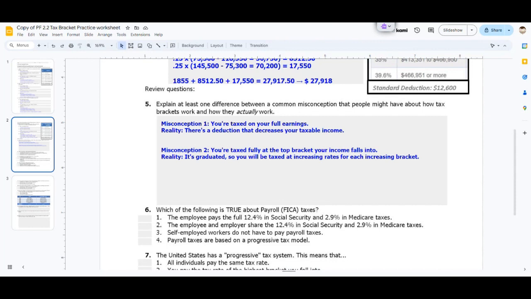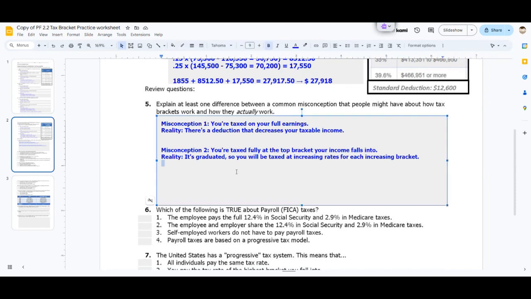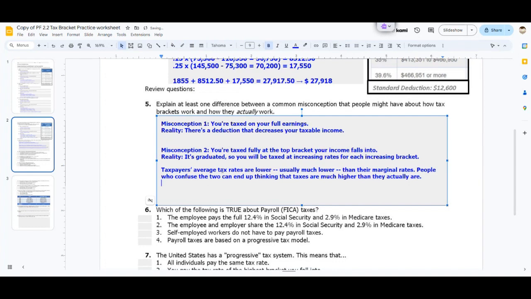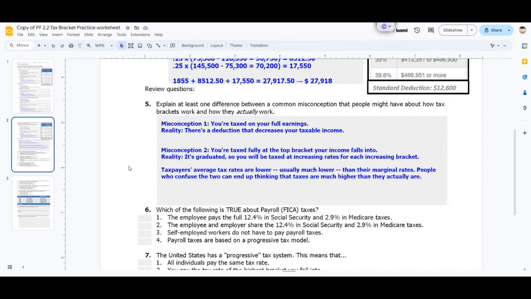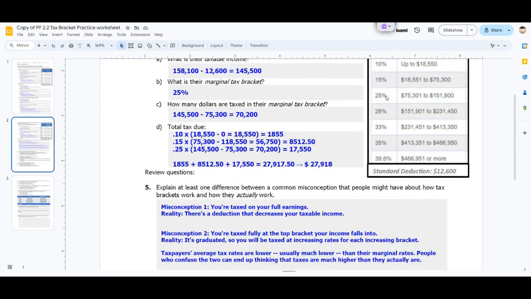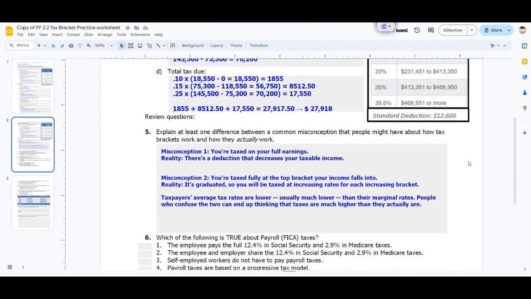All right, and so that means the actual tax rate that people pay, their average rate across all of their dollars, is going to be much lower than their marginal tax rate. And there'll be a question later on that talks specifically about that. So people who confuse these two might think that this married couple, for example, is paying 25% in income tax, and they're not. They pay much, much lower than that.